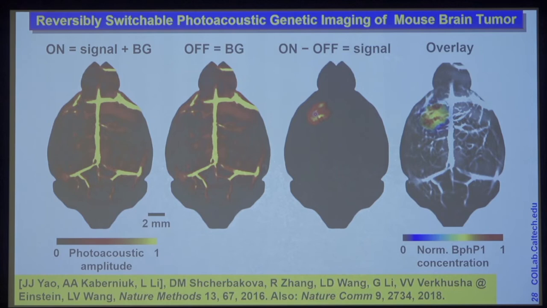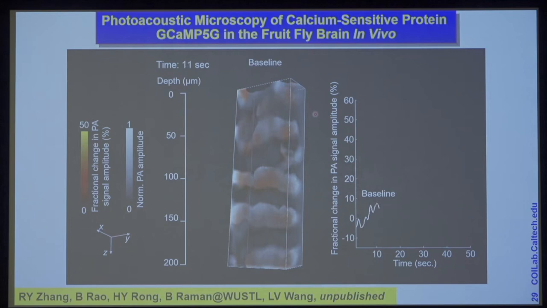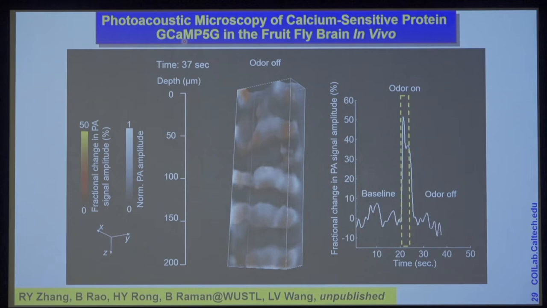You might have heard of GCaMP. That's a protein that's used to detect a calcium signal, which serves as a surrogate to voltage signal. Everybody's after the voltage signal, but it's harder to detect. This has really transformed neuroscience studies in small animals. In fact, photoacoustics can detect GCaMP as well.